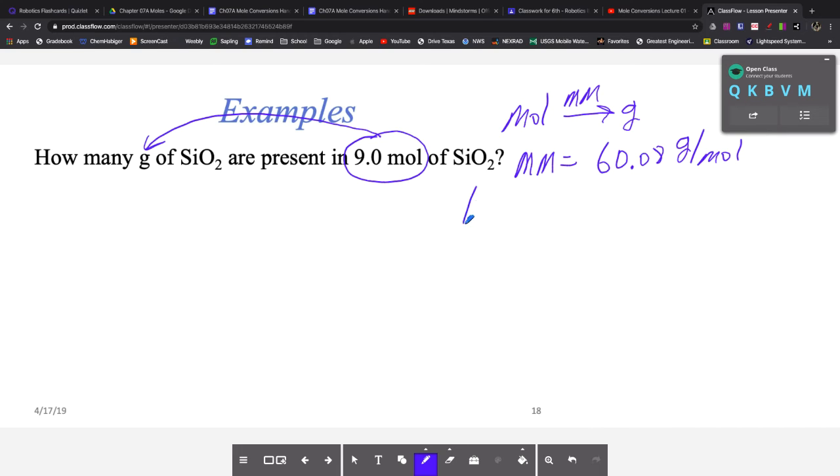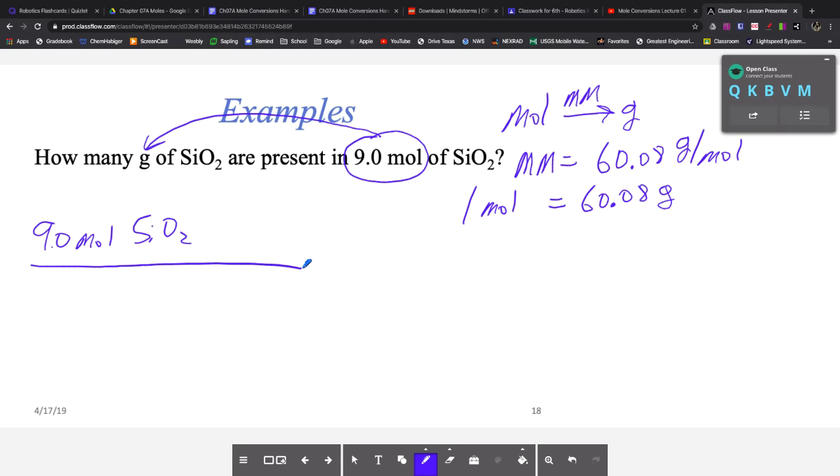So to write that as a conversion factor, 1 mole of SiO2 is equal to 60.08 grams of SiO2. It's that many grams in 1 mole. So we start with the number we're given, 9.0 moles of SiO2. Since I have moles on top this time, I want moles on the bottom so that the moles will cancel. So I put the 1 mole part on the bottom, and I put the 60.08 grams on top. So my moles of SiO2 cancel. I'm left with grams. That's what I'm looking for.